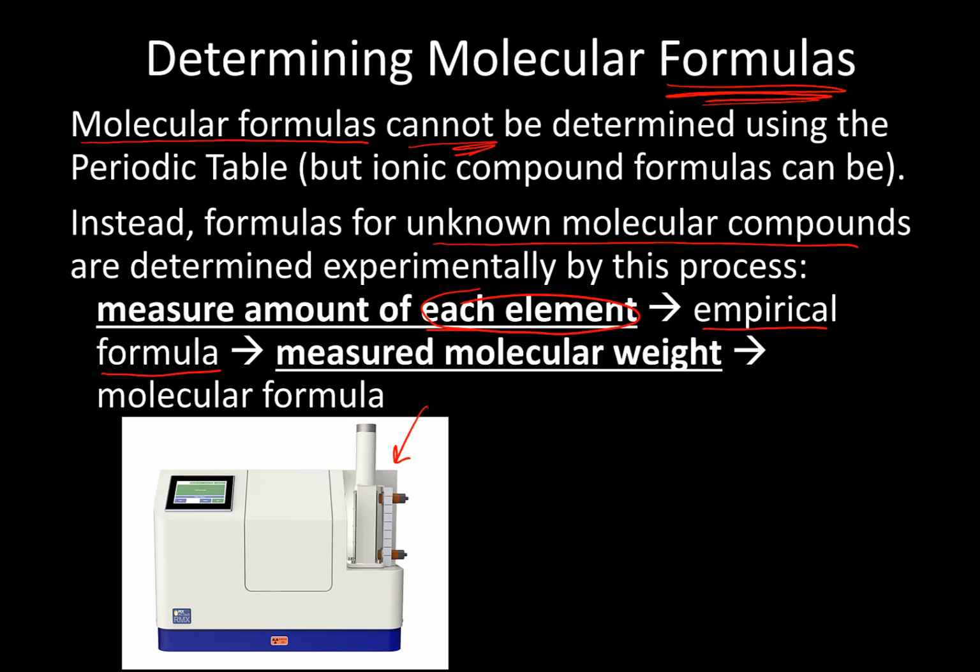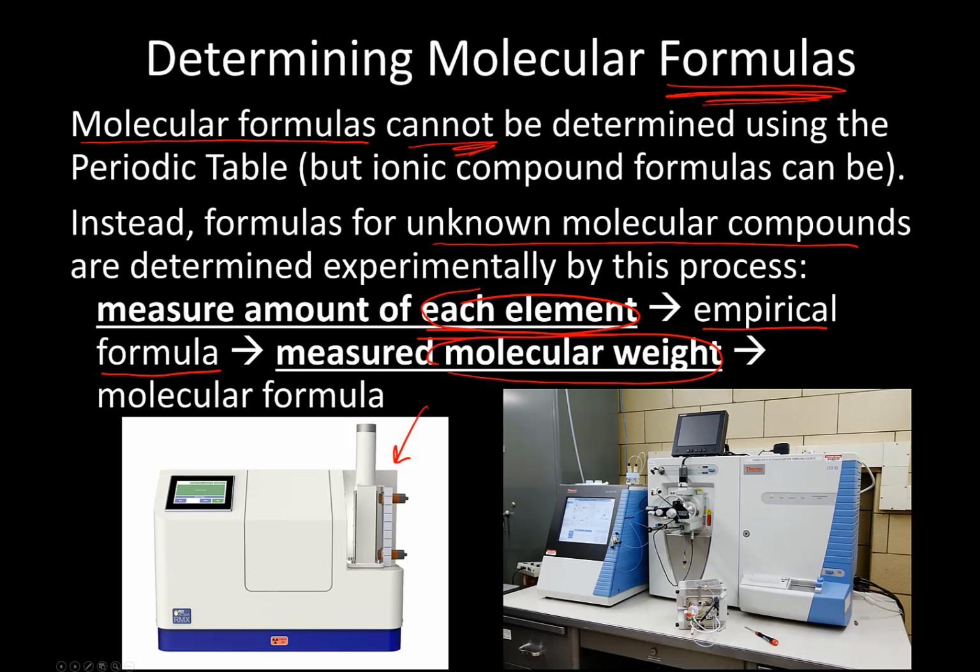And then the next step, once you have the empirical formula, is you need to measure again a molecular weight. And molecular weight is measured using something called a mass spectrometer. So there's a lot of different types of mass spectrometers out there. This is just one of many, many examples. And once you know the molecular weight and the empirical formula, you can determine the molecular formula. So that's a long process.